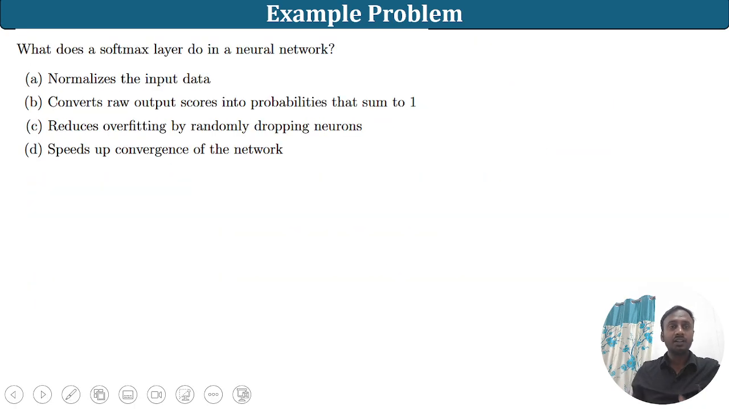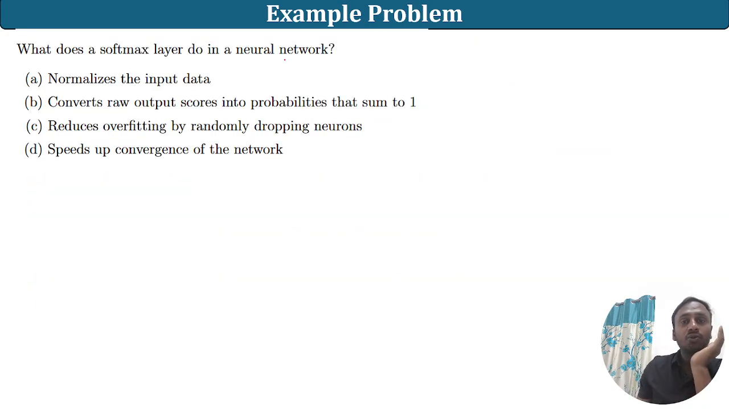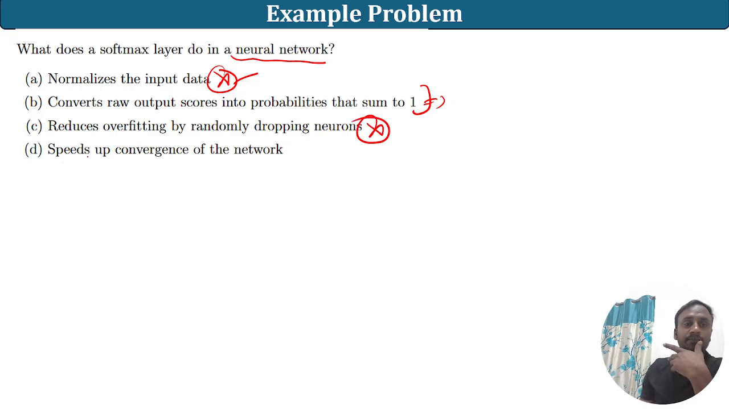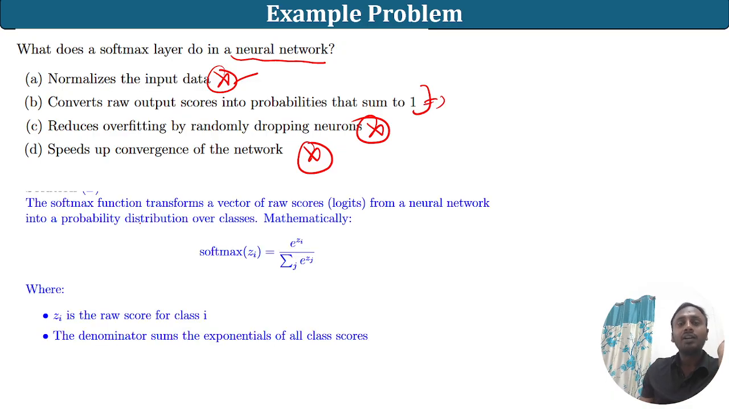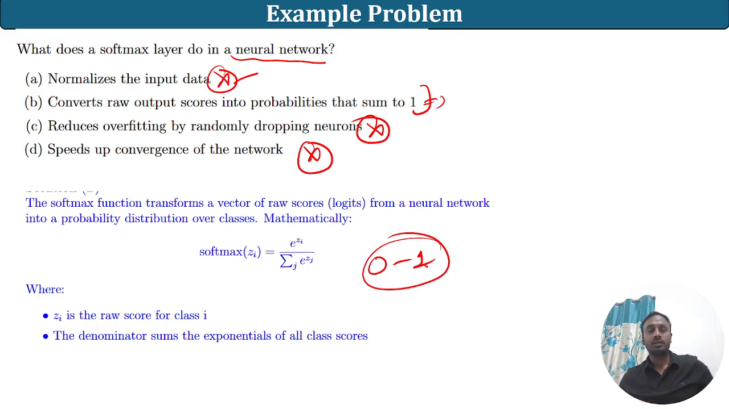What does a softmax layer do in a neural network? Normalization is different. It converts raw output scores into probabilities. Reducing overfitting it will not do. Speed of convergence it will not do. That's the only thing it will do. It converts the output scores into the range 0 to 1. It's a probability distribution actually.